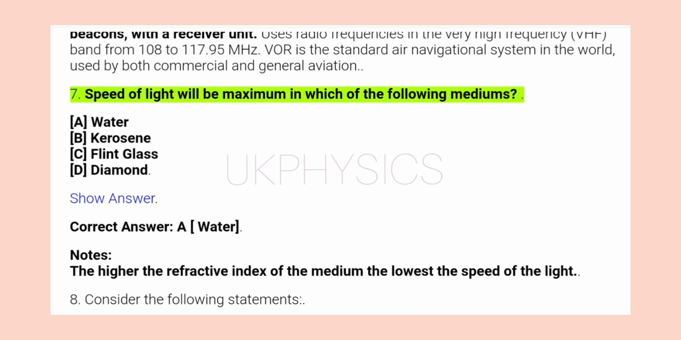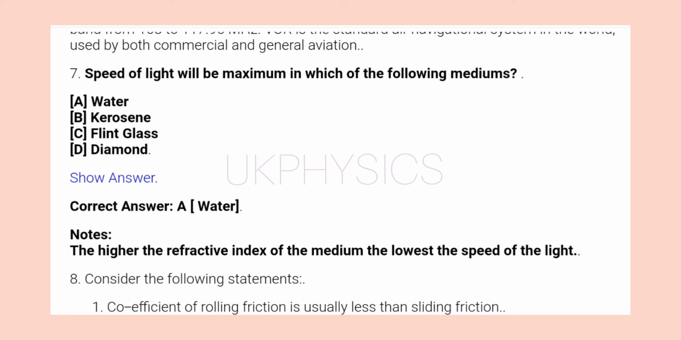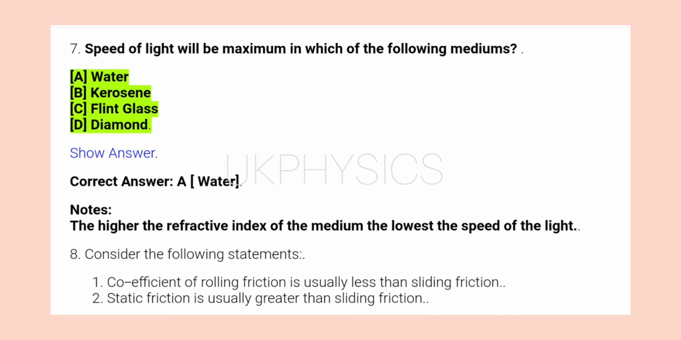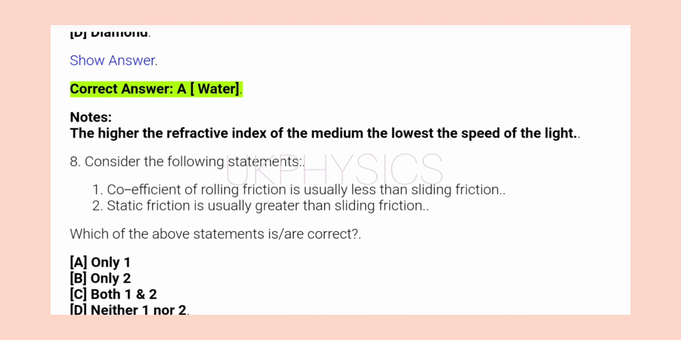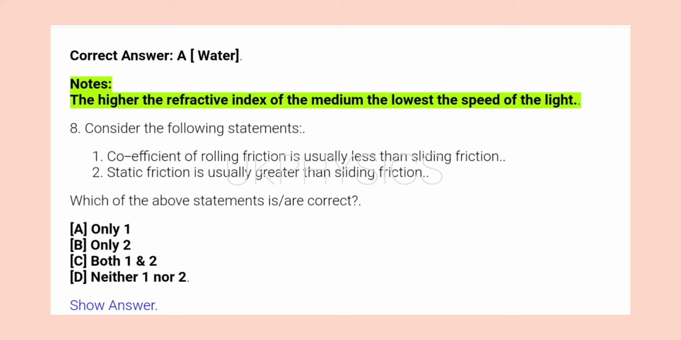7. Speed of light will be maximum in which of the following mediums? A. Water, B. Kerosene, C. Flint glass, D. Diamond. Show answer. Correct answer, A. Water. Notes: the higher the refractive index of the medium, the lower the speed of the light.